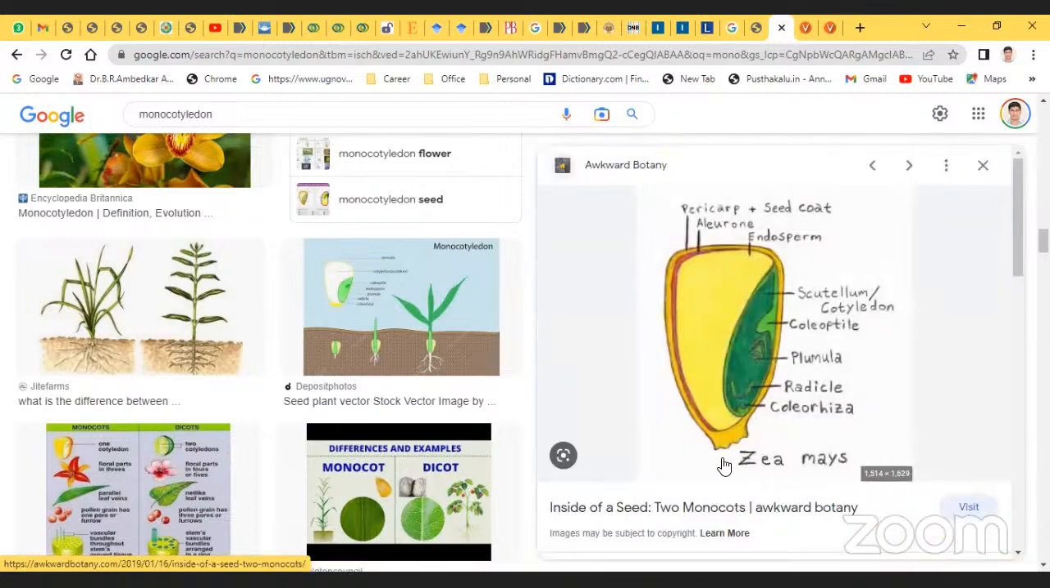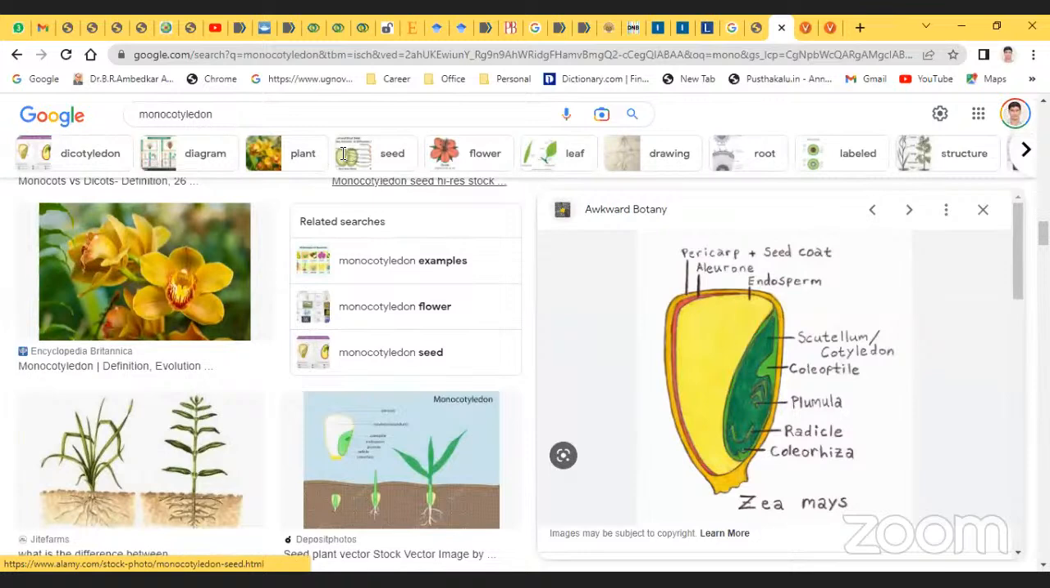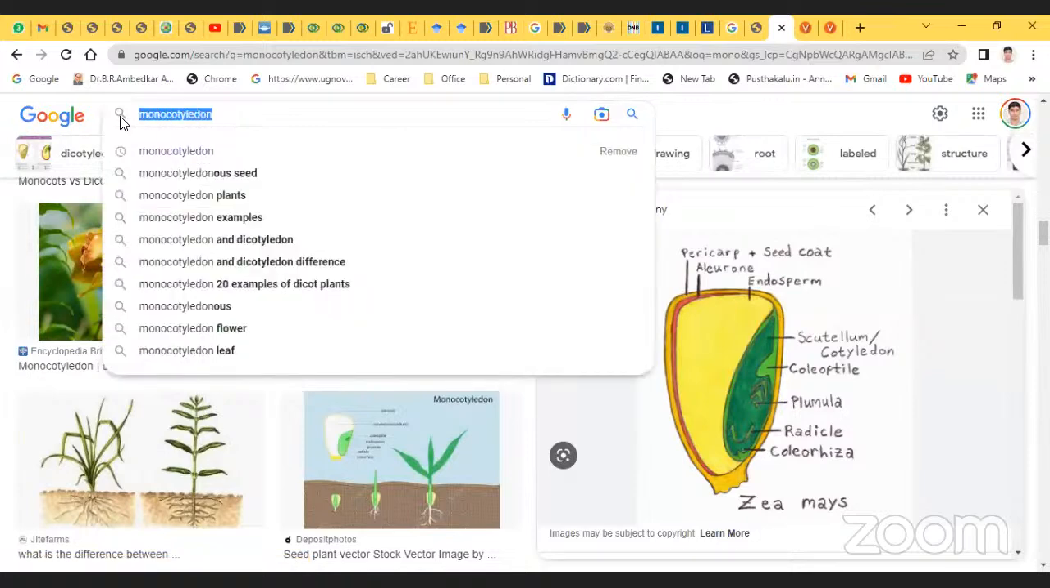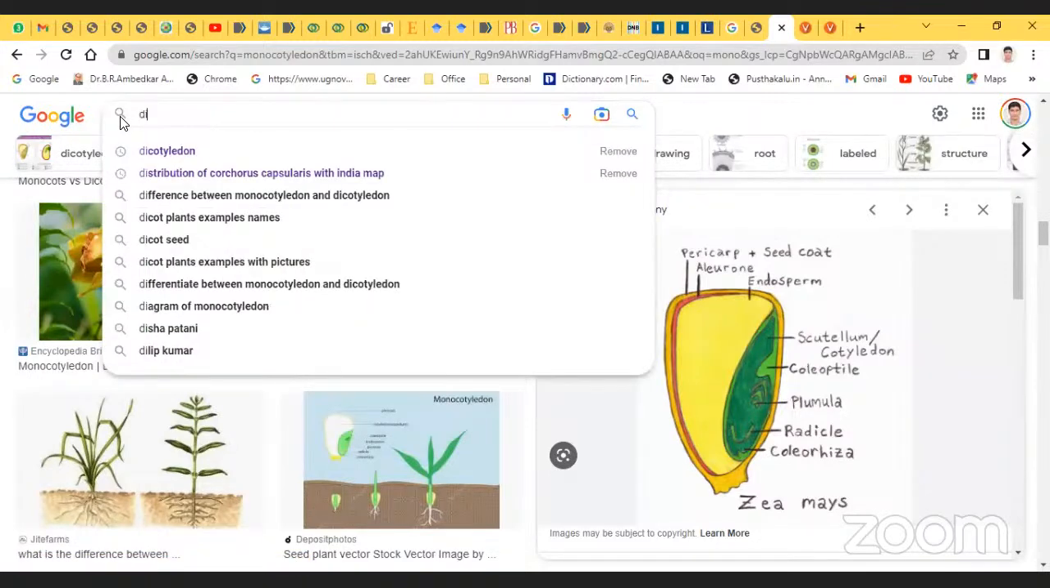Suppose, for example, you observe the grain. Same pericarp. It has the aleurone layer. Pericarp plus seed coat, and the yellow part is the endosperm. The cotyledon is the scutellum, coleoptile, plumule, radicle, coleorhiza. It is the grain. So now we will go for the embryo. How does the embryo look?